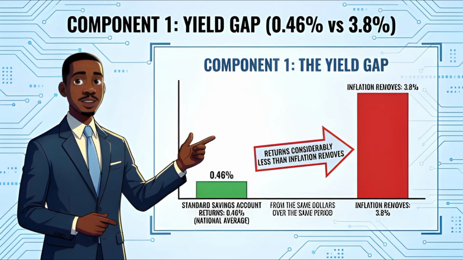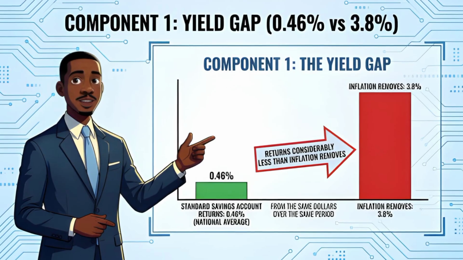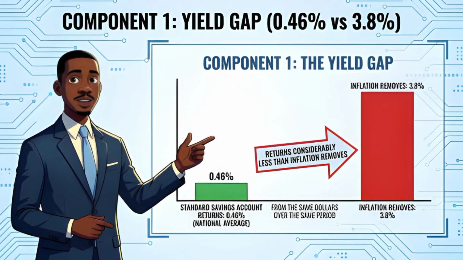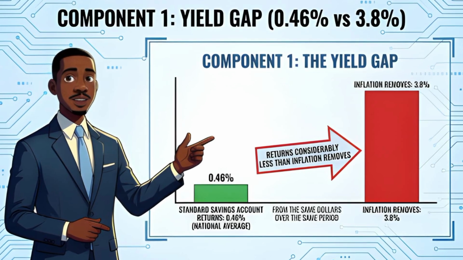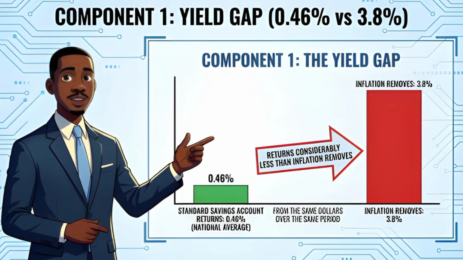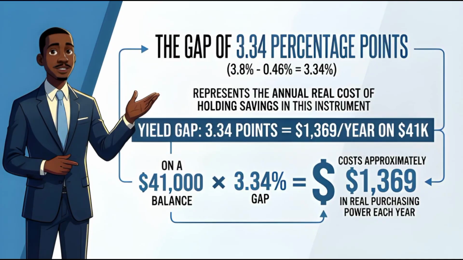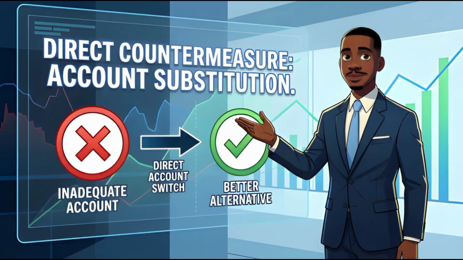The first is the yield gap. At the national average of 0.46%, a standard savings account returns considerably less than the 3.8% that inflation removes from the same dollars over the same period. The gap of 3.34 percentage points represents the annual real cost of holding savings in this instrument. On a $41,000 balance, that gap costs approximately $1,369 in real purchasing power each year. The direct countermeasure is an account substitution.